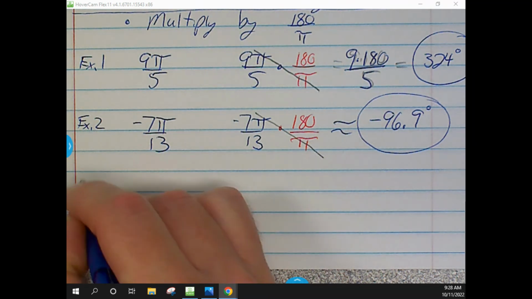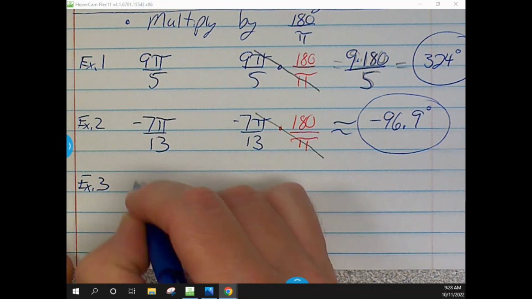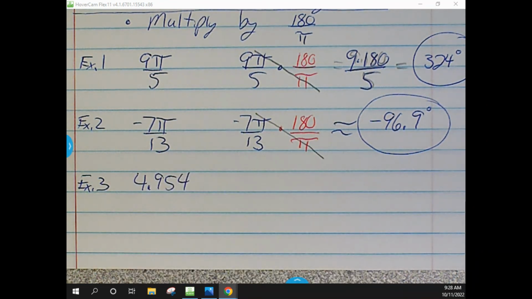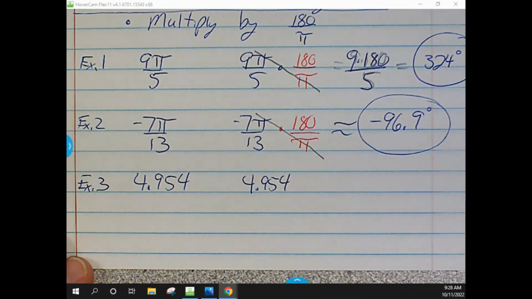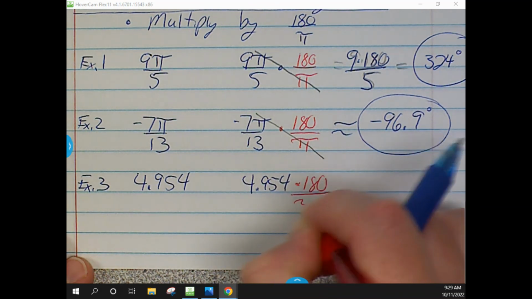All right, now one more here. And we got one of the little bitty tiny formula. Because they might sneak in and give you one of these numbers that's in radian form, but it doesn't have pi in the number. It's just 4.954. What do you do? Well, in that case, you still do the same thing. You take that number, you multiply it by 180, and then you divide it by pi.